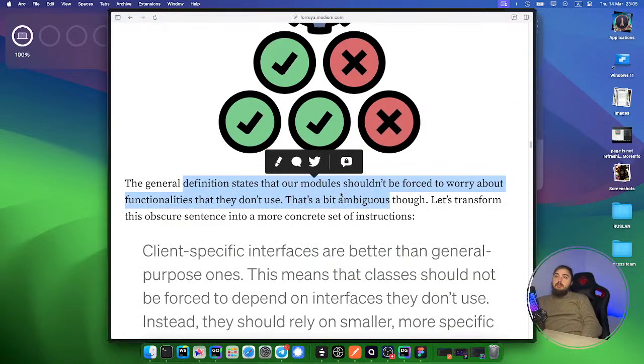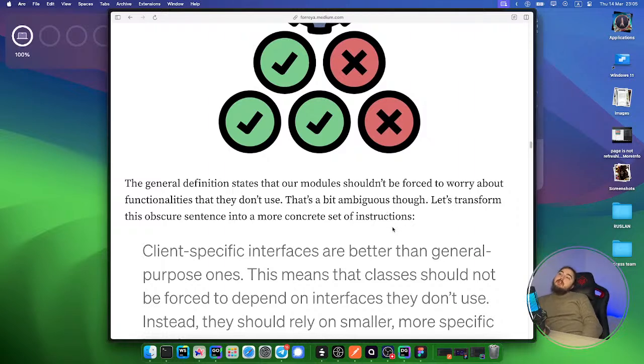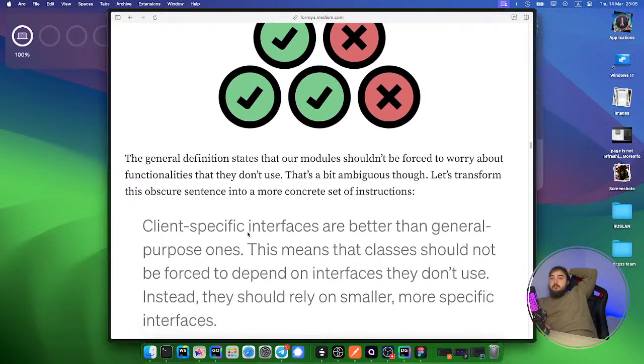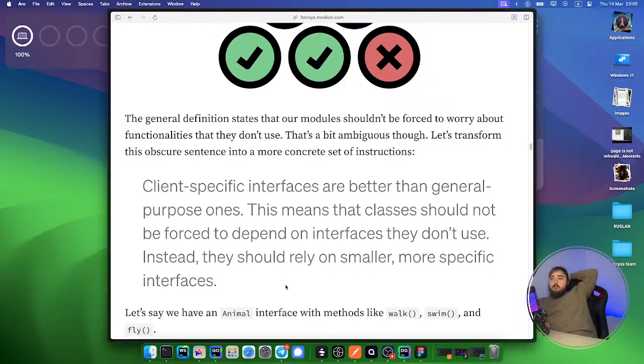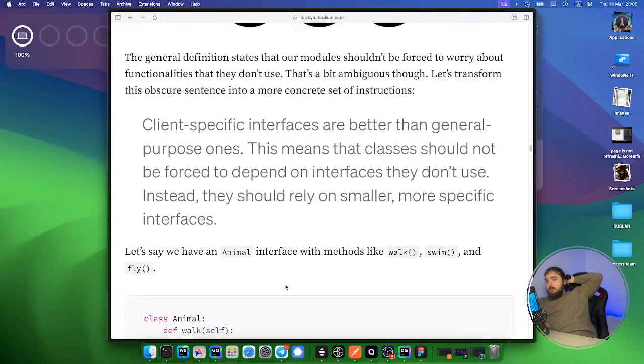The general definition states that our modules shouldn't be forced to worry about functionalities that they don't use. That's a bit ambiguous though. Let's transform this obscure sentence into a more concrete set of instructions. Client-specific interfaces are better than general-purpose ones. This means that classes should not be forced to depend on interfaces they don't use. Instead, they should rely on smaller, more specific interfaces.